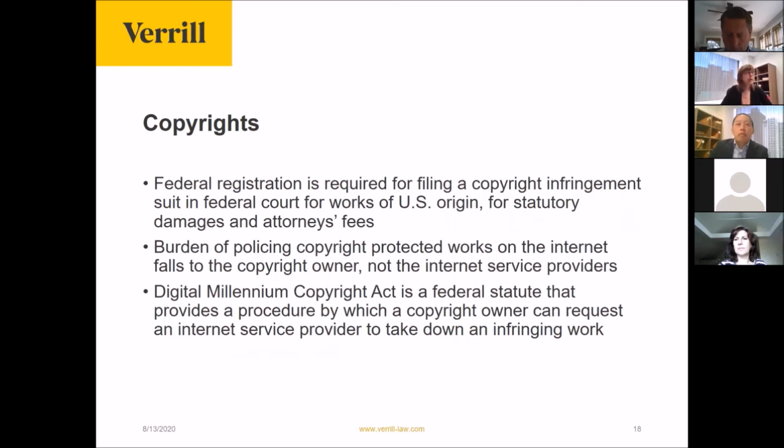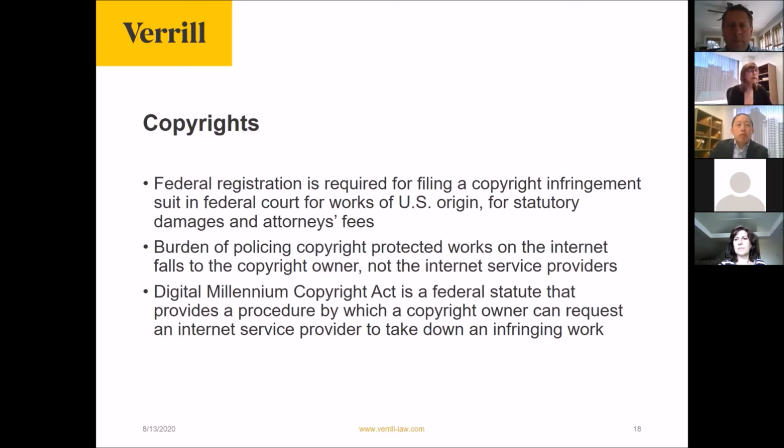I also just want to mention that in the U.S., the burden of policing copyright protected artworks on the internet falls to the copyright owner, not to the internet or online service provider. There's a federal statute, the Digital Millennium Copyright Act, that provides a procedure by which copyright owners can request an internet or online service provider to take down an infringing work.